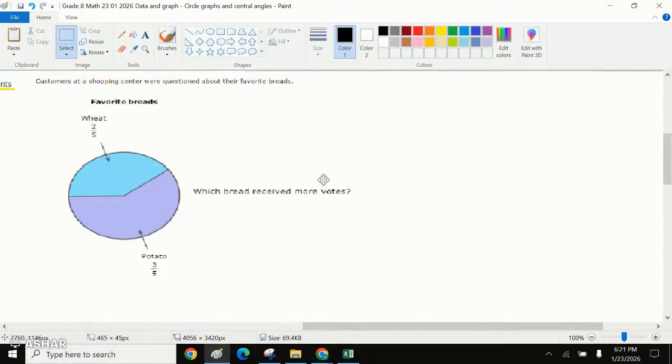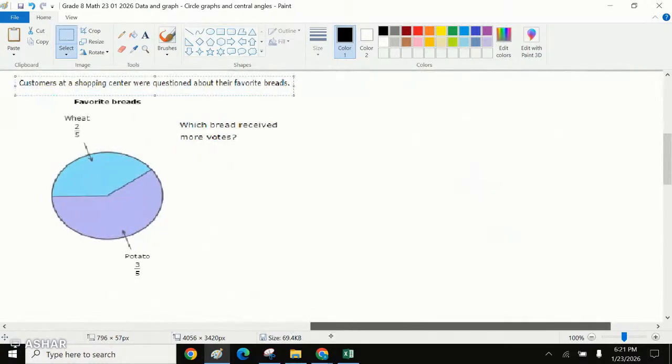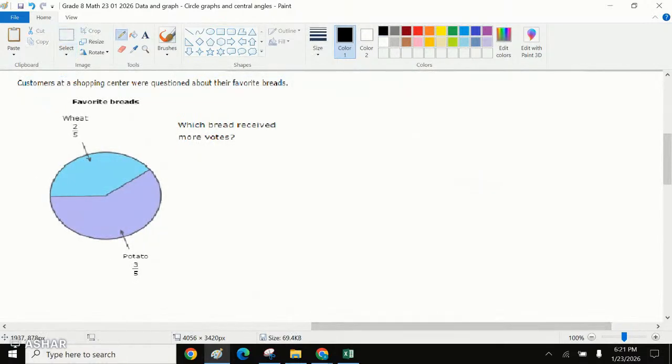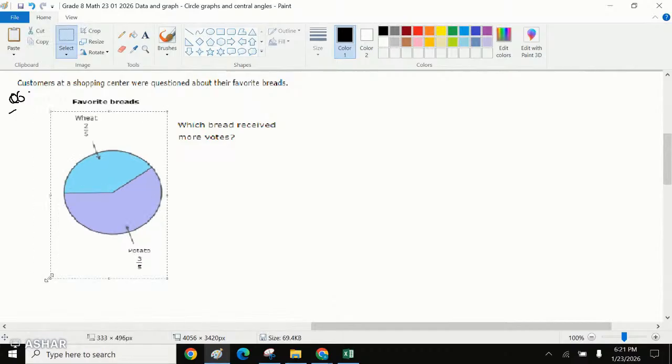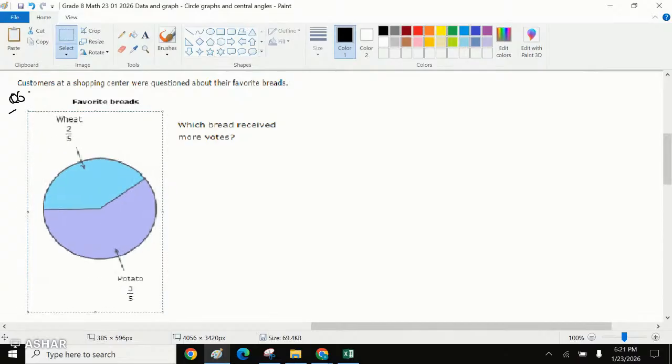Which bread received more votes? This is our question number 6. They're saying there are 2 types of breads. There could be a wheat bread and there could be a potato bread, right? We simply need to find which kind of bread was preferred by the people. Which bread received more votes? That means the more area, the more choices, that means more people chose it.